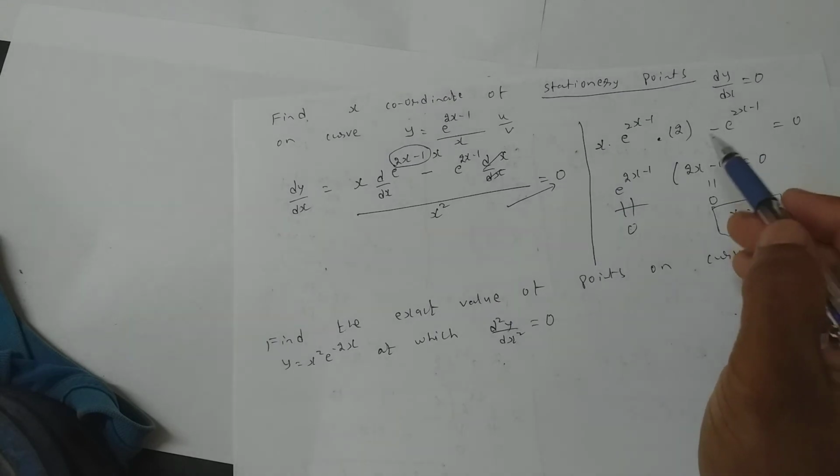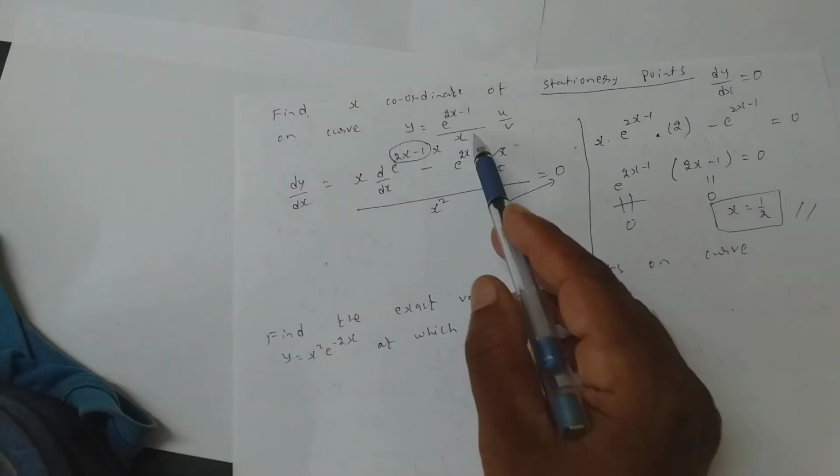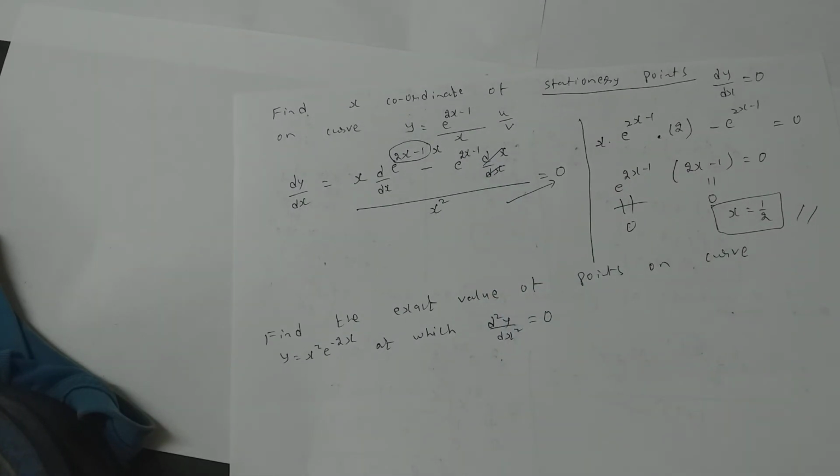Clear? What we are using: stationary dy by dx equal to 0 and the u by v rule. Am I clear? Now look at the next sum.